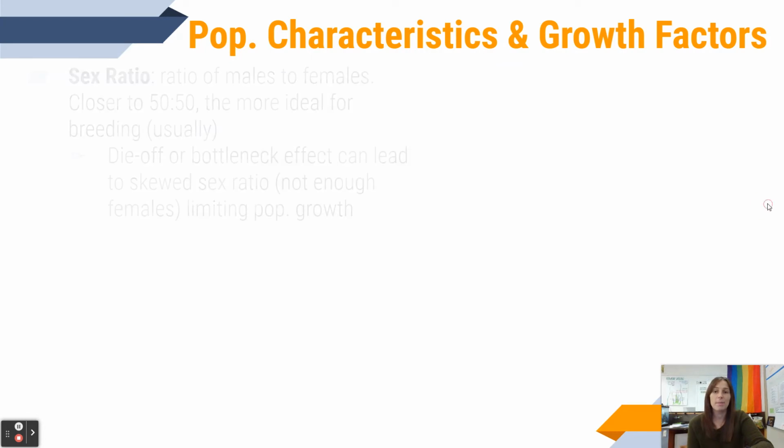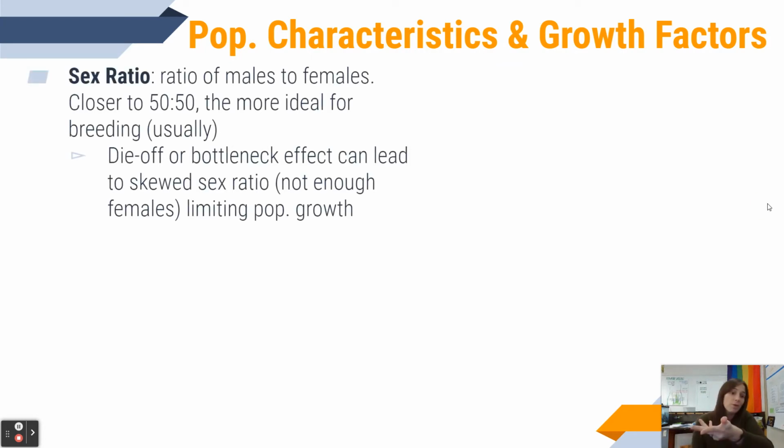So next we're going to talk about population characteristics and some of the growth factors that can impact how this population is going to grow. The first is going to be the sex ratio, and sex ratio is just the ratio of males to females. The closer that it is to about 50-50, the more ideal for breeding, usually. There are some examples, like walruses, which have one male for a harem of females, but typically you're wanting about 50-50 so that you can have even pairs for breeding.